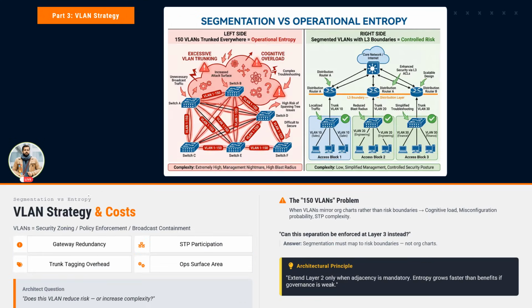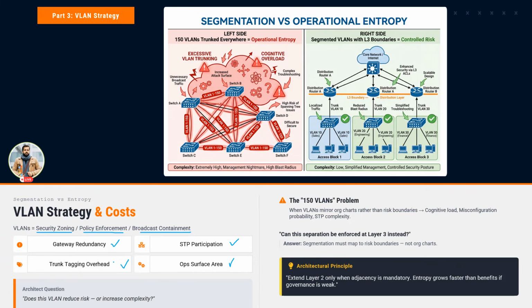Now let's talk about VLAN strategy. I imagine a lot of organizations struggle with this. Oh, absolutely. VLANs are powerful segmentation tools. Security zoning, policy enforcement, broadcast containment. But here's what people don't think about. Every VLAN you add introduces gateway redundancy configuration, STP participation, trunk tagging, IP addressing overhead, and operational complexity.